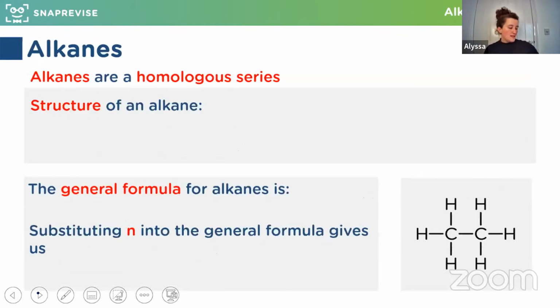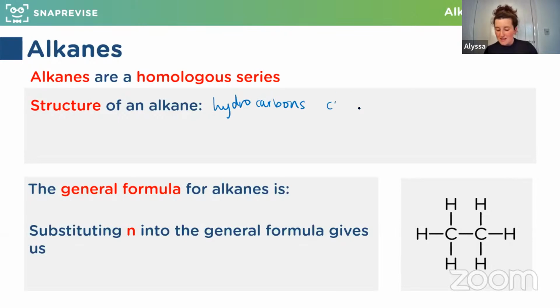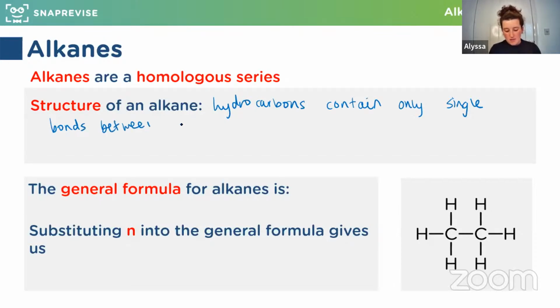Okay, so alkanes are a homologous series, we've just said. So the structure of an alkane: we know that alkanes are hydrocarbons. So an alkane, the key thing about the ane bit is that they contain only carbon-carbon single bonds. They contain only single bonds between carbon atoms.